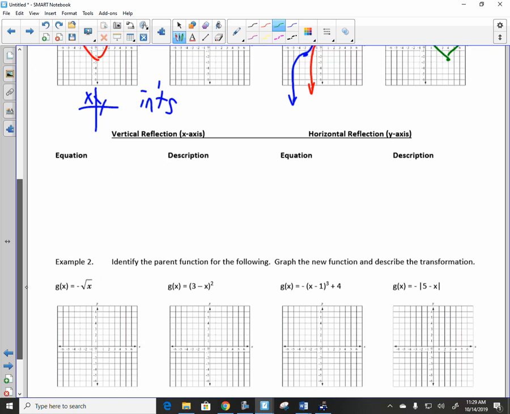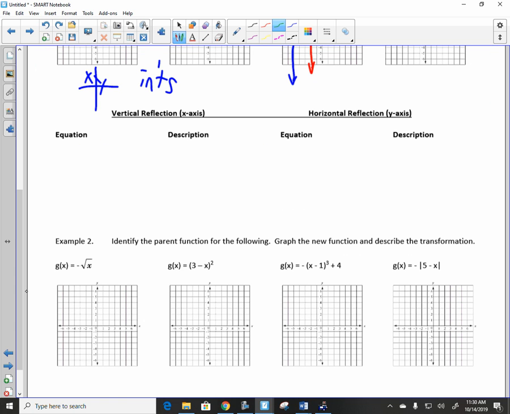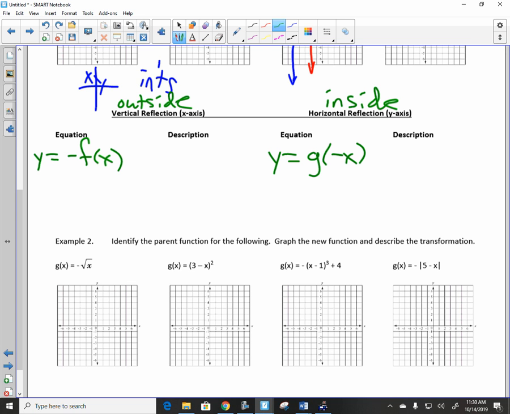Okay, last section then. What about a vertical reflection? It's going to be on the outside. What about horizontal reflection? It's going to be on the inside. It's on the outside, it's vertical. So y is equal to negative f of x, or y is equal to g of negative x. You can see the difference between the outside and the inside.